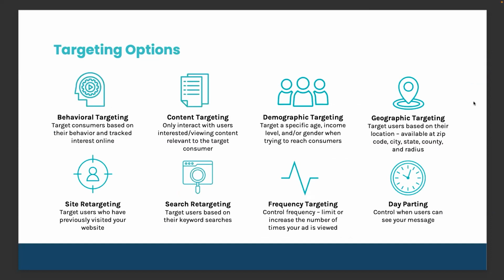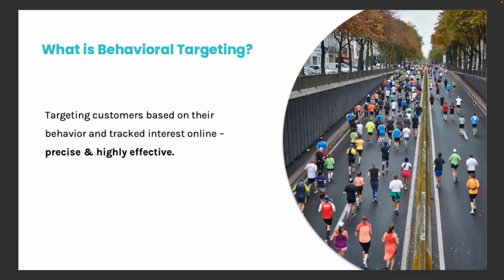All right, so there's 8 different categories that we can use when we're looking at different targeting options for display advertising. So we have behavioral targeting, content targeting, demographic, geographic, site retargeting, and search retargeting. And then we have frequency targeting and day parting. So we'll get into those a little bit more one by one.